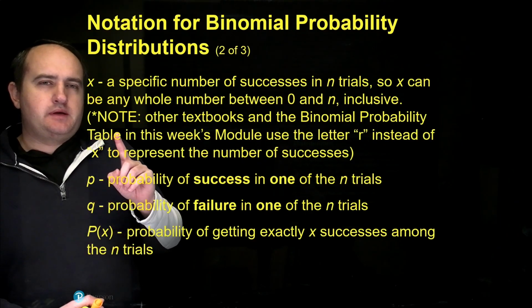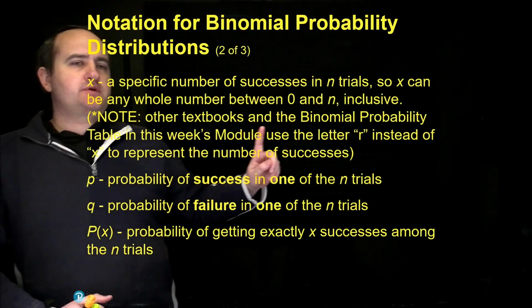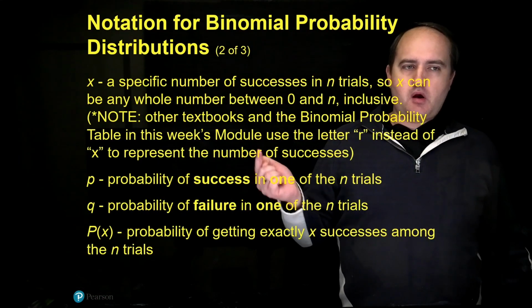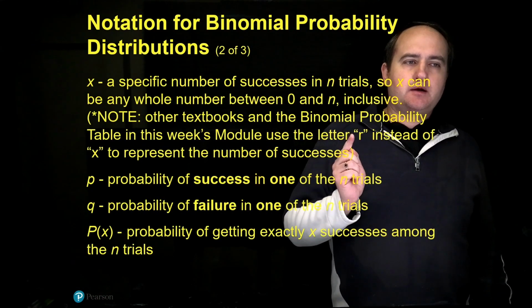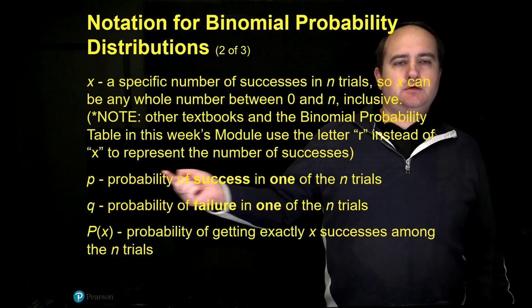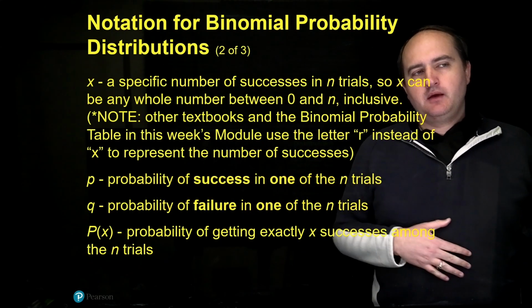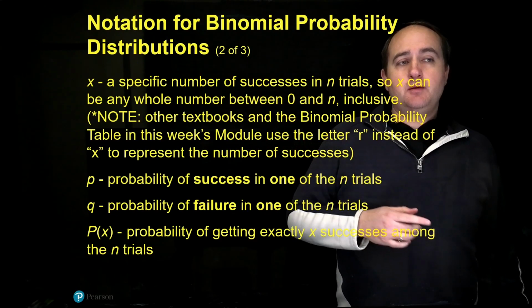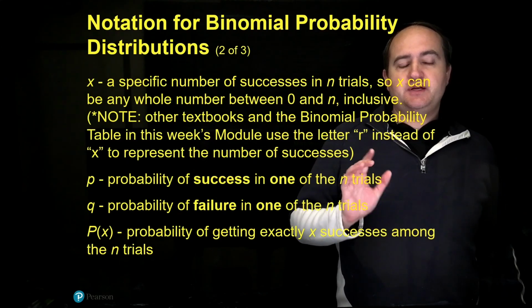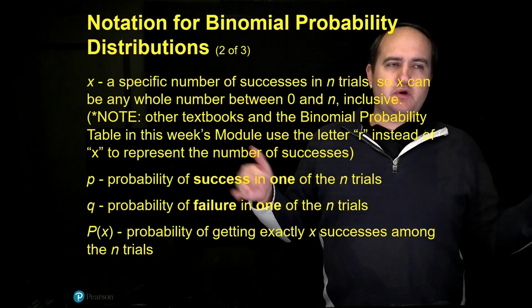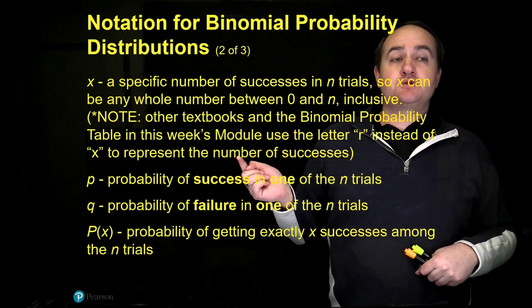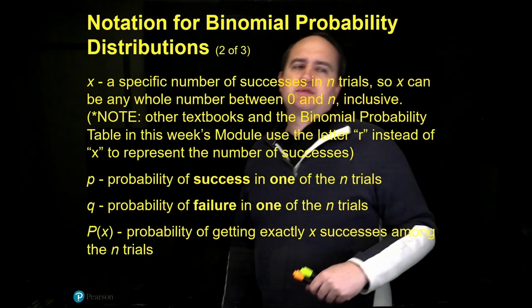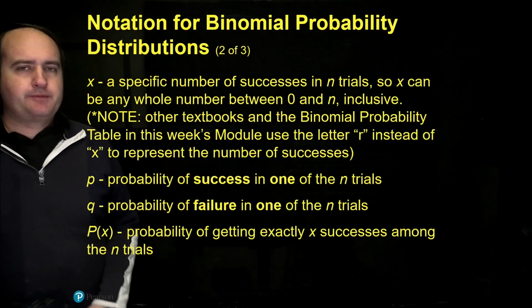And an important note, other textbooks and the binomial probability table in this week's module for our online class use the letter R instead of the letter X to represent the number of successes. Okay, so our book calls the number of successes X, but the table that is easier to use than the one in our book, that I'm including in this week's module, actually uses the letter R instead of the letter X, but it still represents the number of successes. So just keep that in mind.